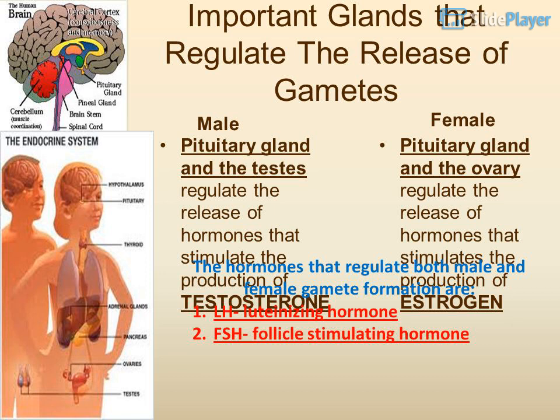Important glands that regulate the release of gametes. Female. Male. The pituitary gland and the testes regulate the release of hormones that stimulate the production of testosterone. The pituitary gland and the ovary regulate the release of hormones that stimulate the production of estrogen. The hormones that regulate both male and female gamete formation are LH, luteinizing hormone, and FSH, follicle stimulating hormone.